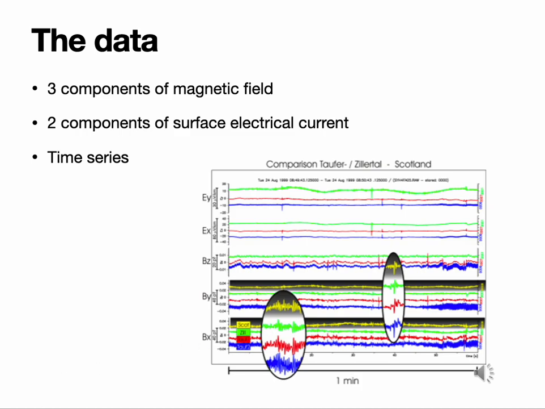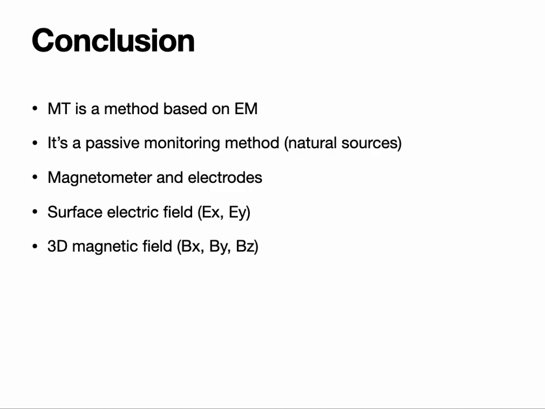So that's it for the first part of the lecture. Magnetotellurics is a method based on electromagnetics. It's a passive monitoring method, so the sources are natural. The main equipment which is required are magnetometers and electrodes. And the data which will be acquired are the surface electric field, Ex, Ey, two components, and the 3D magnetic field, Bx, By, and Bz.